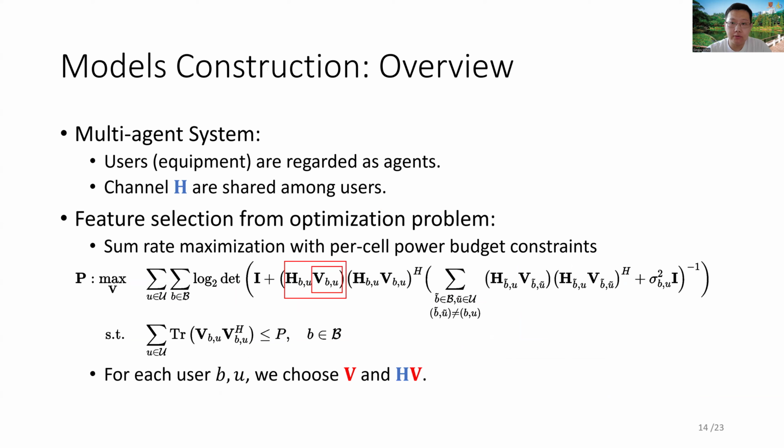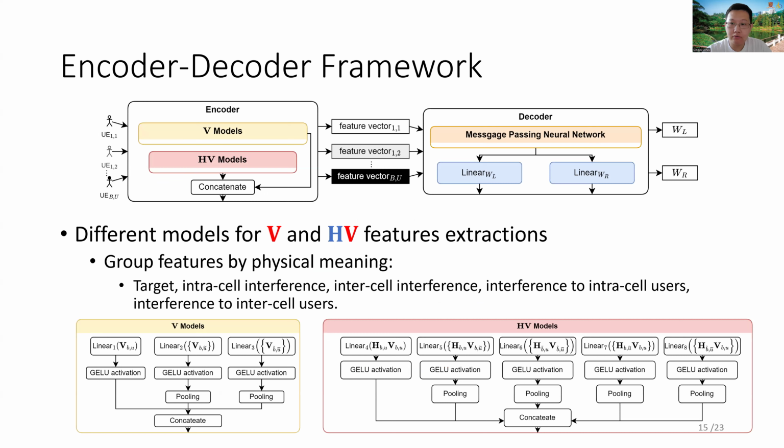In the model construction, we consider it as a multi-agent system, where the users are regarded as agents and the channels are shared among users. For the feature selection, we select features from the optimization problem. Here is a formal definition of sum rate maximization, and the constraint is the per-cell power budget. We select precoding V and the result of HV as input features of the neural network models. Here is an illustration of the encoder-decoder framework. The encoder achieves feature extraction and fusion, and the decoder achieves feature transformation among users.